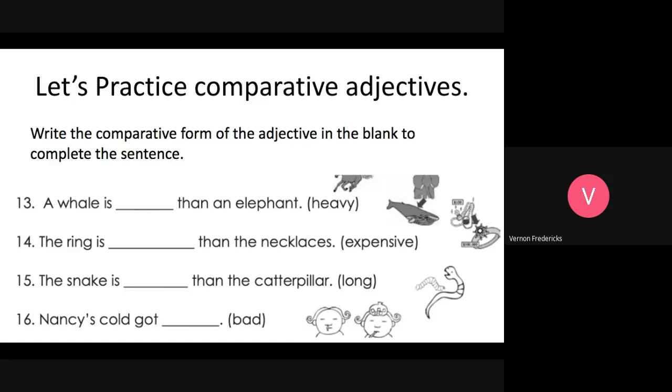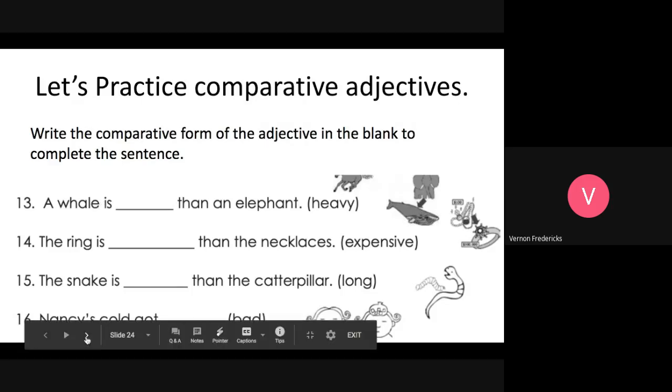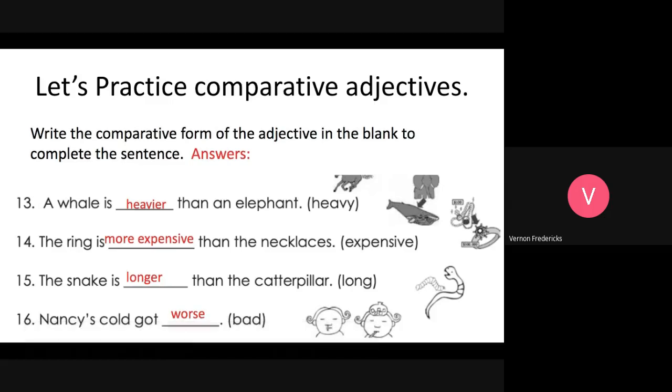Hey, students, what are your answers? Let's have a look. A whale is heavier than an elephant. Okay, so with the first number 13, we had the ending in a Y. So we delete the Y and we have the I plus ER. Yes? Number 14, the ring is more expensive than the necklaces.